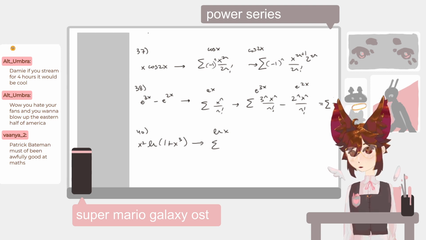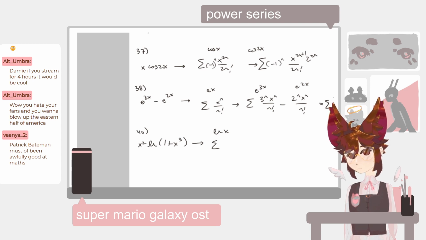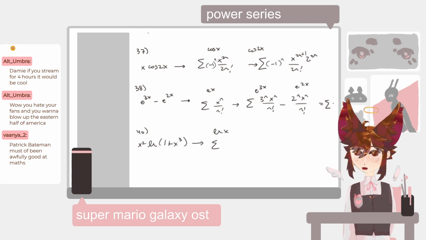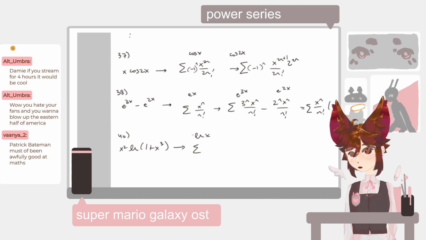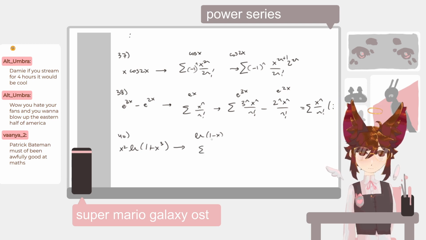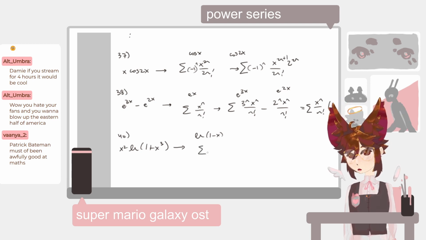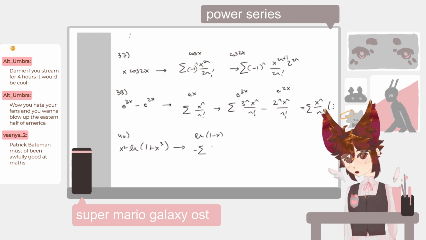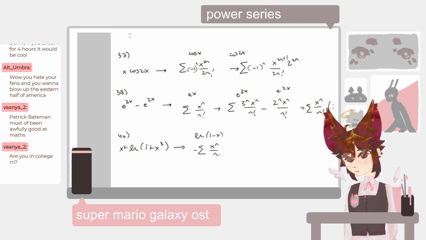Oh, I forgot. We can just do the thing. Well, we could do that. And then, you know what? Okay, let's do the power series of ln of 1 minus x, actually, instead. Because this is negative x to the n over n.